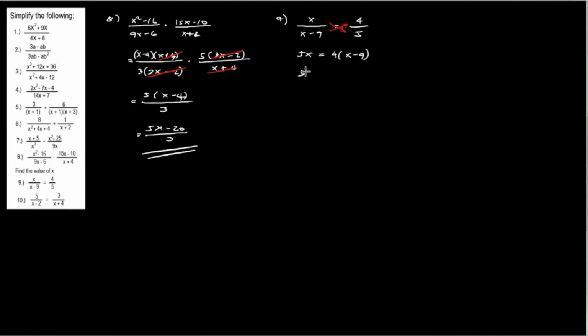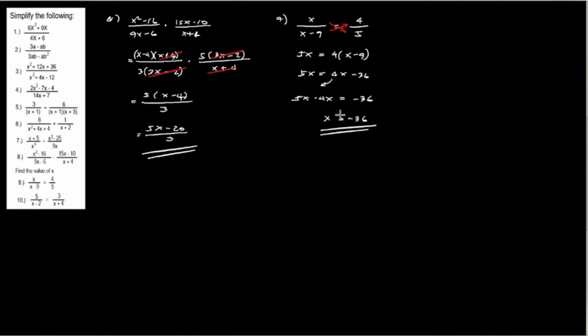So 5x is equal to 4 times x, and simplify 4 times negative 9, that's negative 36. Transfer 4x to the other side, so 5x minus 4x is equal to negative 36. 5x minus 4x is equal to x, or 5 minus 4, or 1x, and it is equal to negative 36. So the value for x in problem number 9 is negative 36.